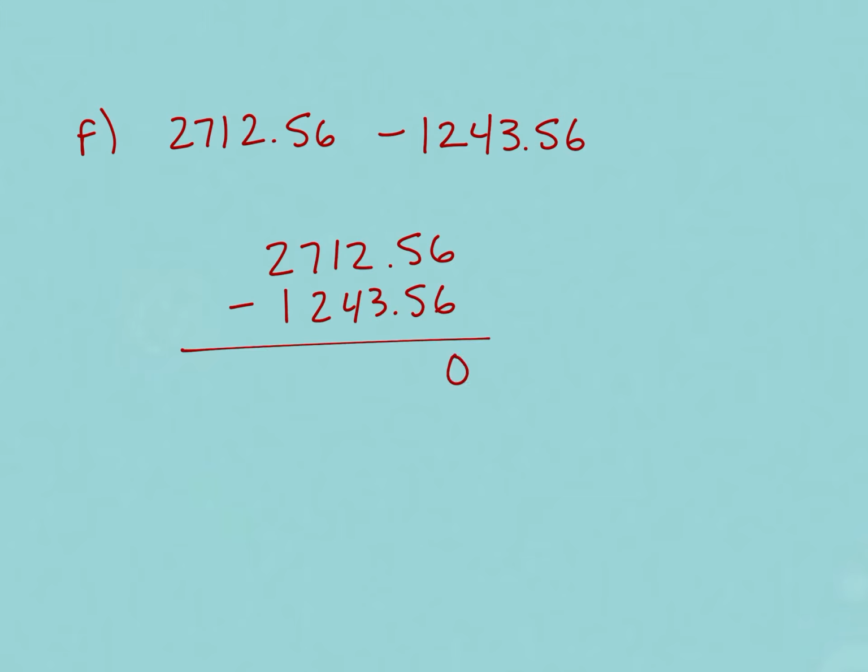Six minus 6 is 0, 5 minus 5 is 0. We're going to have to borrow. 12 minus 3 is 9. And again, that would make that one a 6. And this would be a 10. 10 minus 4 is 6. 6 minus 2 is 4, and 2 minus 1 is 1. So we still get an answer of $1,469 as our profit, just like we did in part E.